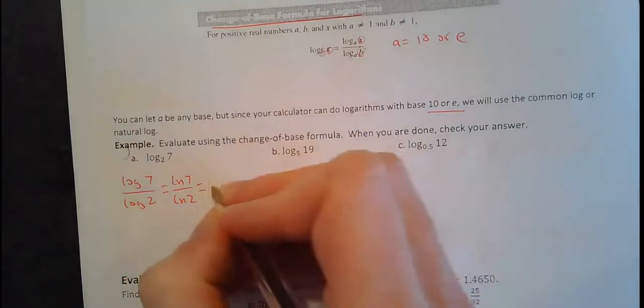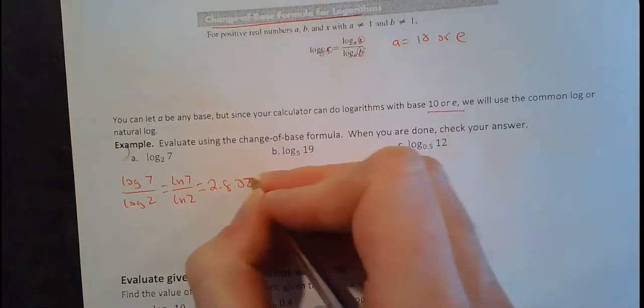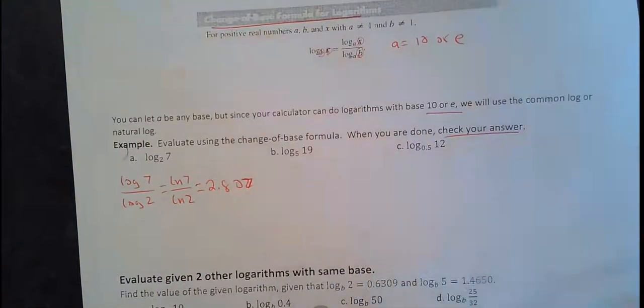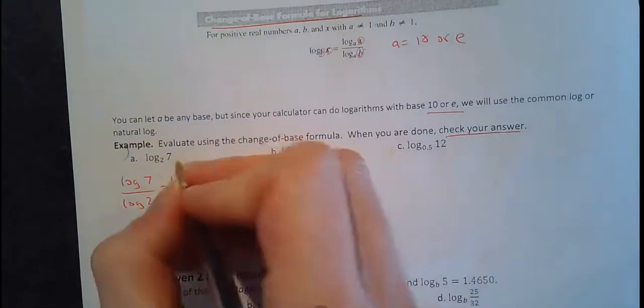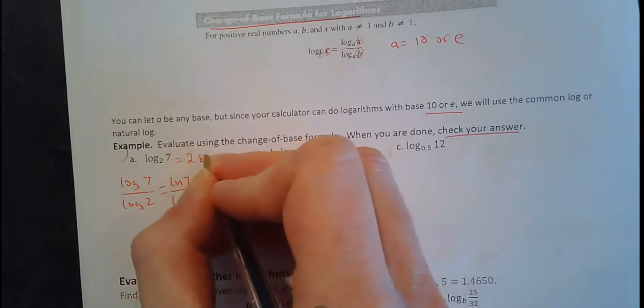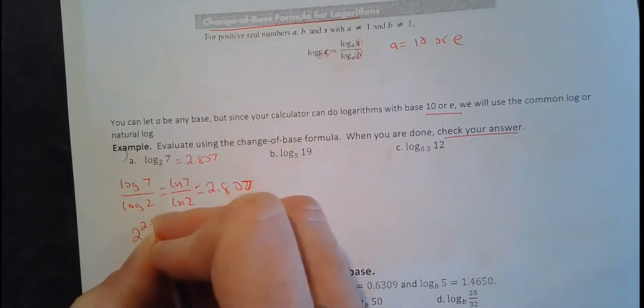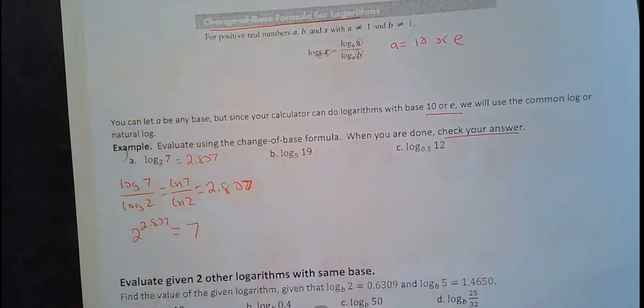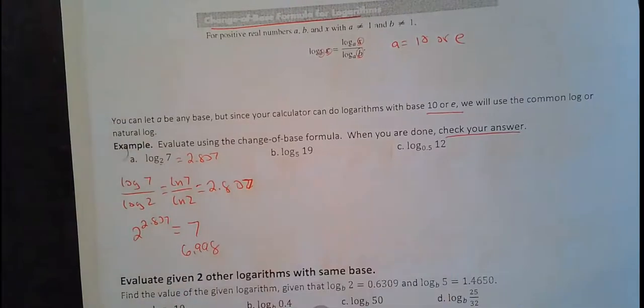So type it in your calculator, you get about 2.807. When you're done, check your answer. So how would I check that? Well, I'm saying that this equals 2.807. So that means 2 to the 2.807 power should equal 7. Type it in the calculator, I got 6.998. That's close enough. So that definitely worked.